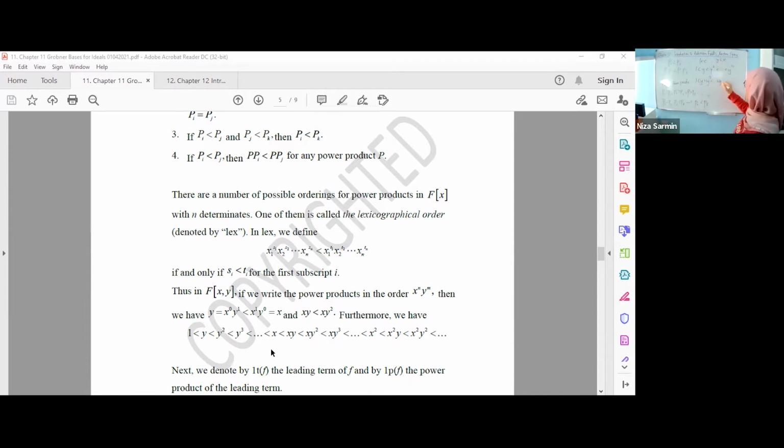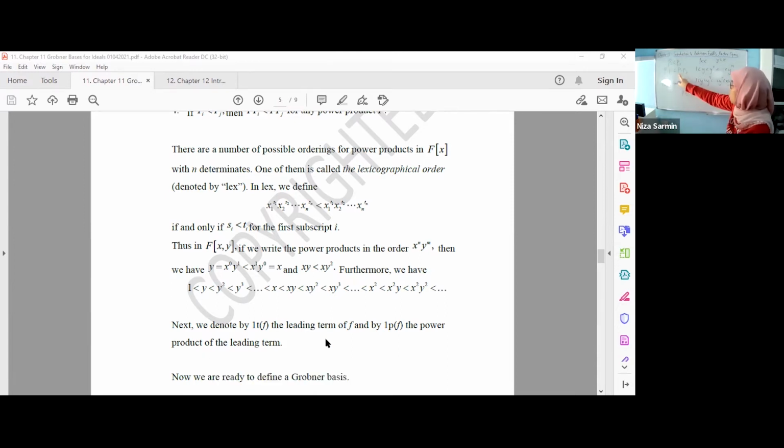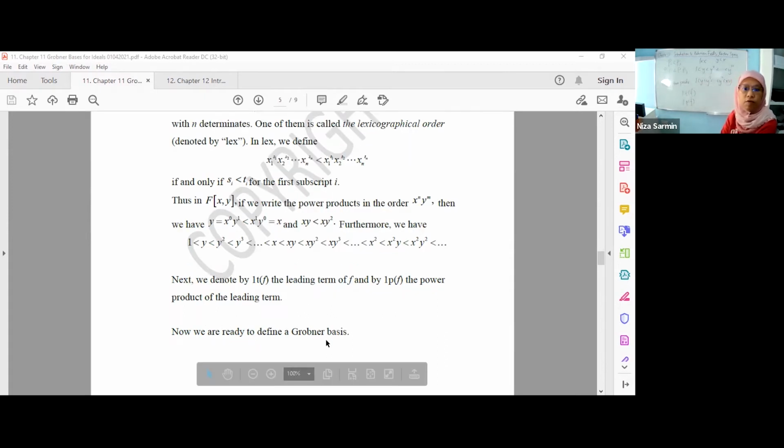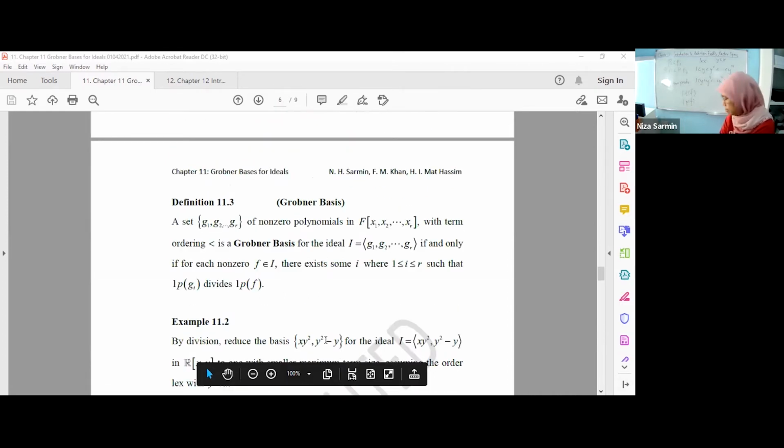Then you have xy, xy squared, and so on, right? So this is the leading term. And when we call down there, the leading term will be 1, when you multiply two like this. So when the first one is just 1, we call it the leading term of F. And the power product of the leading form. Okay, then it's the rest, right? You can stop sharing.